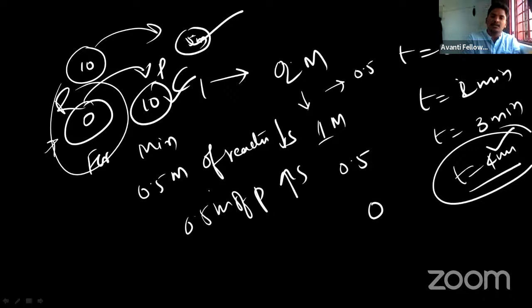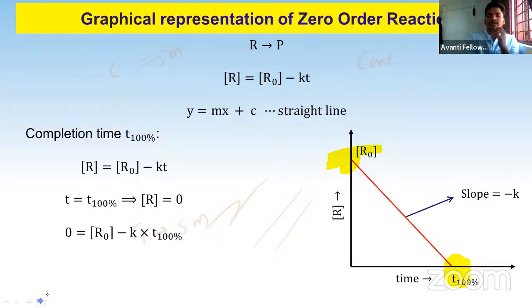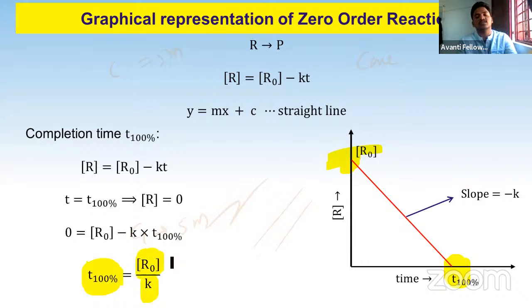So here, t is equal to 0, and R naught minus k into t into 100%. When will t 100% be? It happens whenever the reactant concentration becomes 0. So the initial concentration divided by k gives the final time of the reaction, when the reaction will end. If you have the rate constant and the initial concentration, then you get the maximum time required to form the product. I hope you understand this.